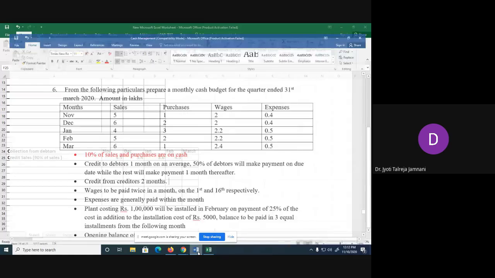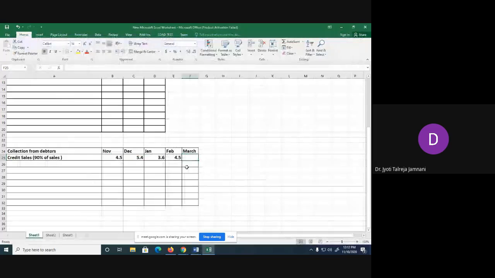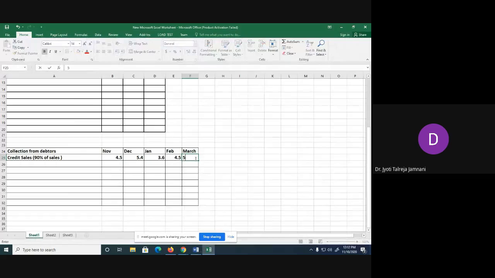In March sales was 6. 90% of 6 is 5.4. So these are the credit sales which we have to receive. So this is the amount that we have to collect. So we'll write next, collection from debtors, or you can also write it as accounts receivable.